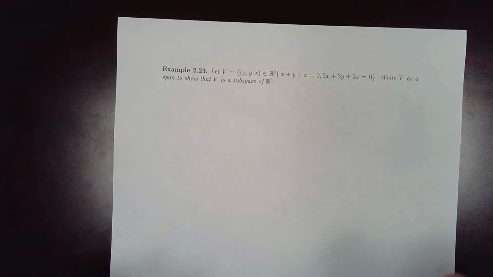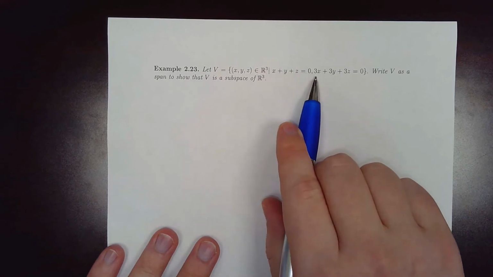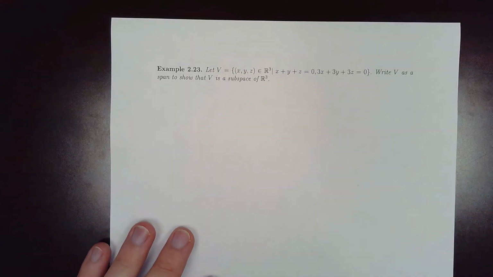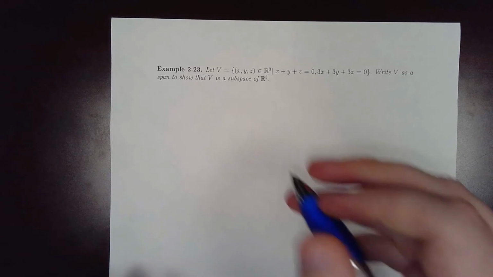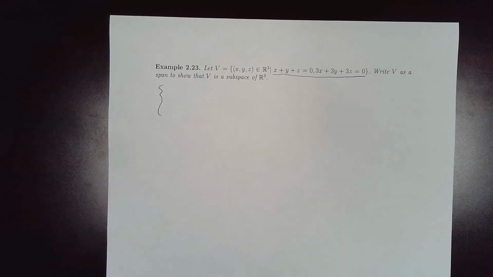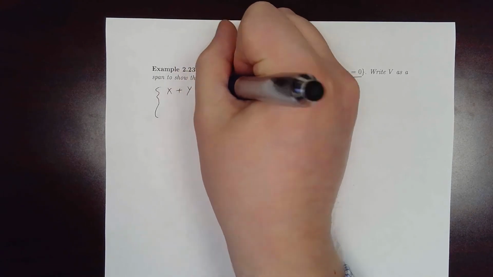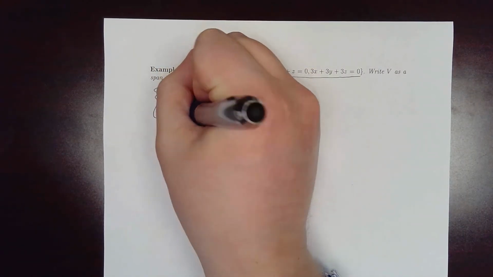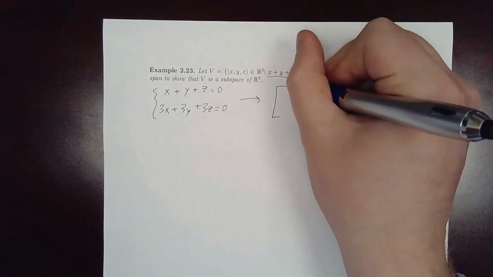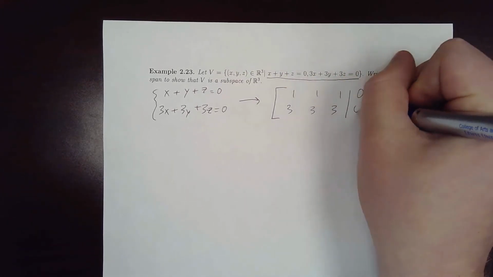So let's go ahead and look at one more example. Let's say we wanted to let V be the set of all (x, y, z) in R3 such that x plus y plus z equals 0 and 3x plus 3y plus 3z equals 0. We want to write V as a span to show that it's a subspace. So first we need to take our constraints and solve for what the solutions are going to be. So x plus y plus z equals 0, 3x plus 3y plus 3z equals 0. And so here we'll get 1, 1, 1, 0, and then we'll get 3, 3, 3, 0.